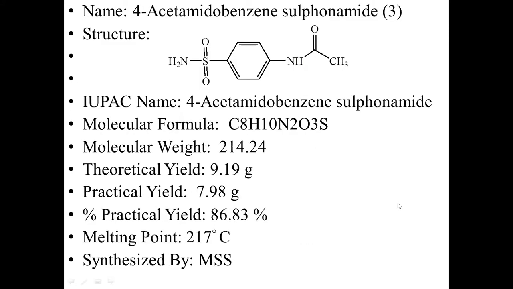Now we will see the third step. Sorry, these are the results. The compound we have synthesized is 4-acetamido-benzene sulfonamide. This is the structure, the molecular weight, molecular formula, theoretical yield and practical yield. After complete drying to obtain a fine powder, we took the melting point and observed 217 degrees Celsius as the melting point for this compound. This is the result.